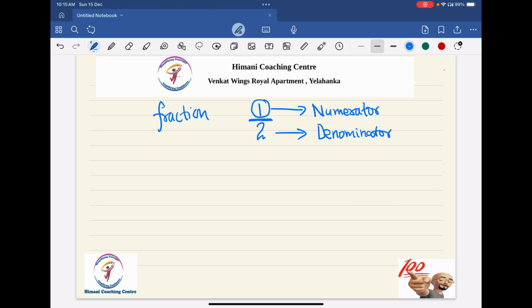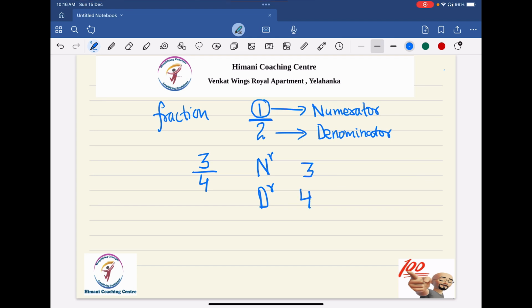Now let us understand. In the previous video, we had written something like 3 by 4. So what is the numerator here? I will write numerator, and this is the denominator. What is the numerator when I write 3 by 4? The numerator is 3. What is the denominator? The denominator is 4.